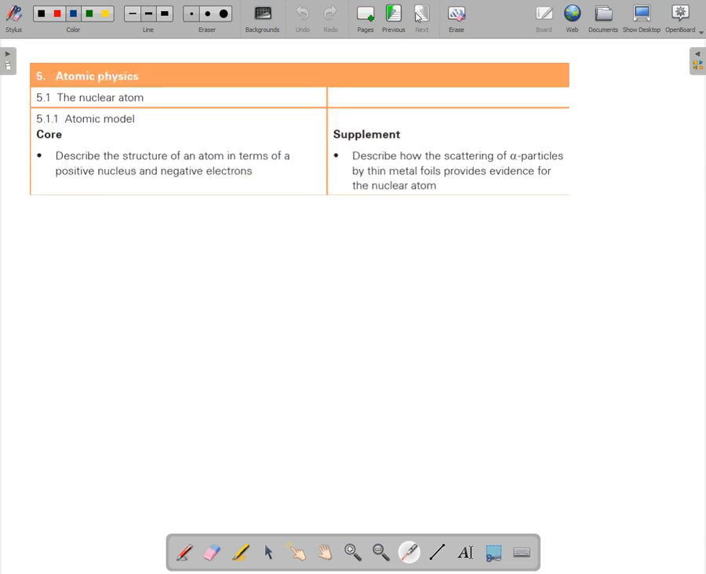Okay? Now if you go back to the start, these were the specification points that I wanted to look at, and hopefully you should be okay with the core and the supplement. We've got scattering of alpha particles from a thin metal foil provides evidence for the nuclear atom. That's what we just covered, and at the start of the mini lesson we had the structure of the atom in terms of positive nucleus and negative electrons. I hope this has helped.